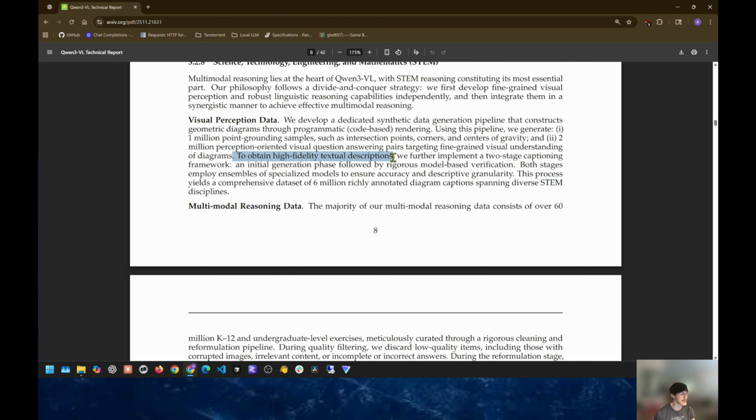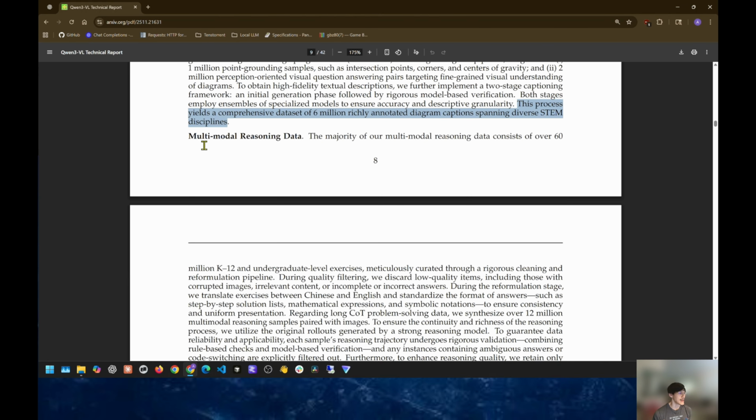To obtain high-fidelity textual descriptions, we further implemented a 2-stage captioning framework, in an initial generation phase followed by rigorous model-based verification. Both stages employ ensembles of specialized models to ensure accuracy and descriptive granularity. This process yields a comprehensive dataset of 6 million richly annotated diagram captions spanning diverse STEM disciplines.